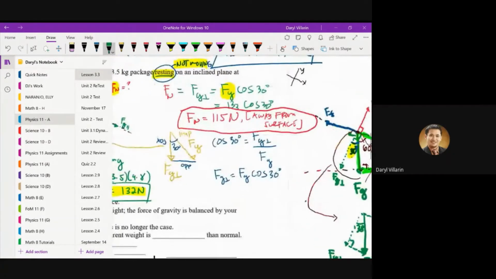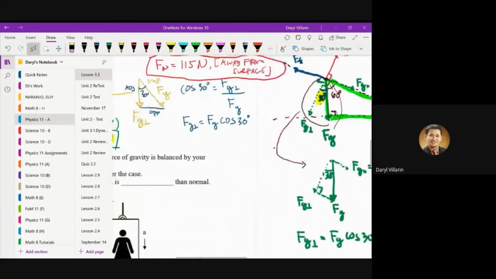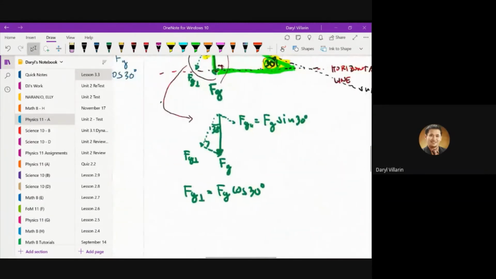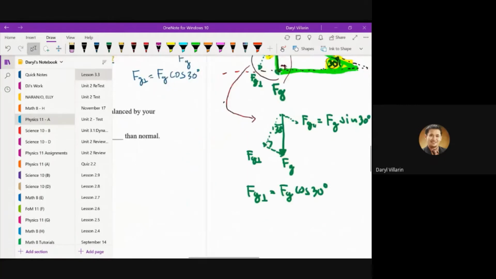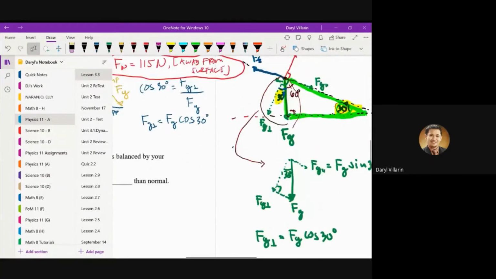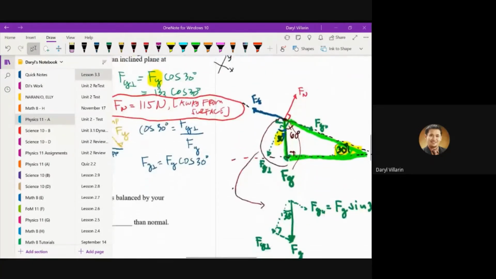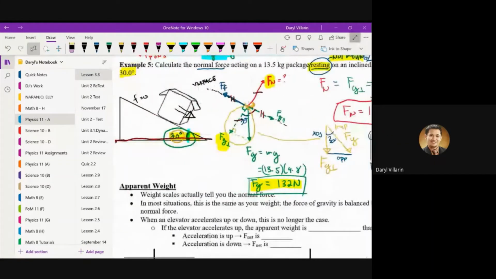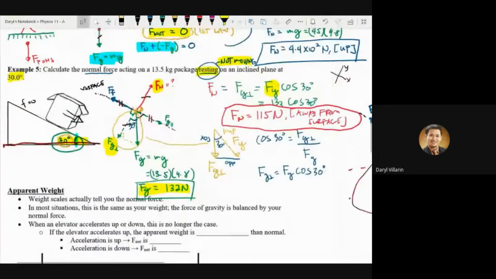That's what we got here. Okay. And if you're wondering why I didn't solve for the parallel component of the force, well, the reason is for this particular question, we're just being asked what is the normal force. And the normal force is along the perpendicular forces. Okay. So any question about this one here?